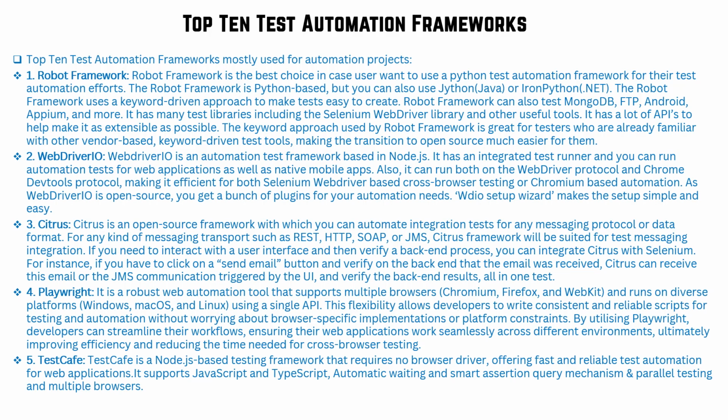integration. If the user needs to interact with the user interface and then verify a backend process, the user can integrate Citrus with Selenium. For instance, in case the user wants to click on a send email button and verify on the backend that the email was received, Citrus can receive this email or the JMS communication triggered by the UI and verify the backend result, all in one test. So that is the reason Citrus is a very important framework sometimes. You can understand right now, you cannot learn all this stuff, but get some idea so that later you can focus on learning some of the other frameworks.